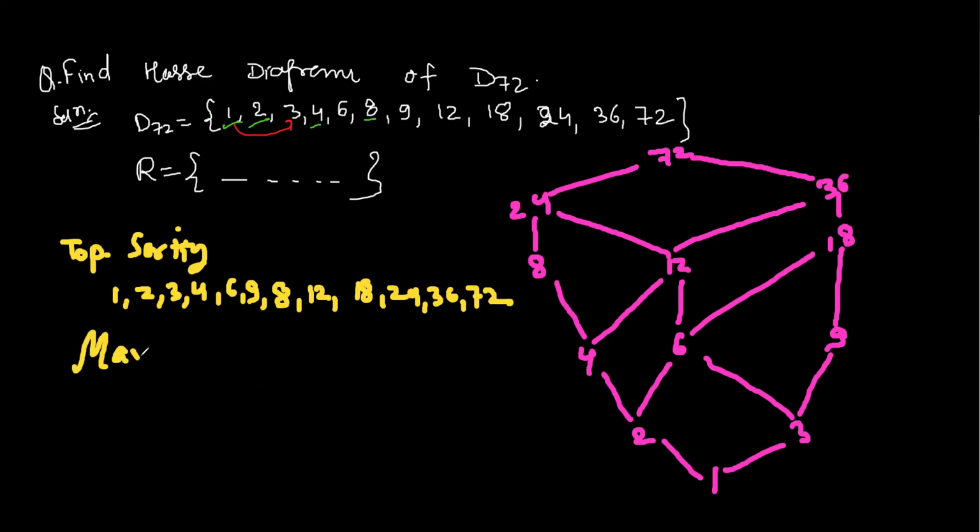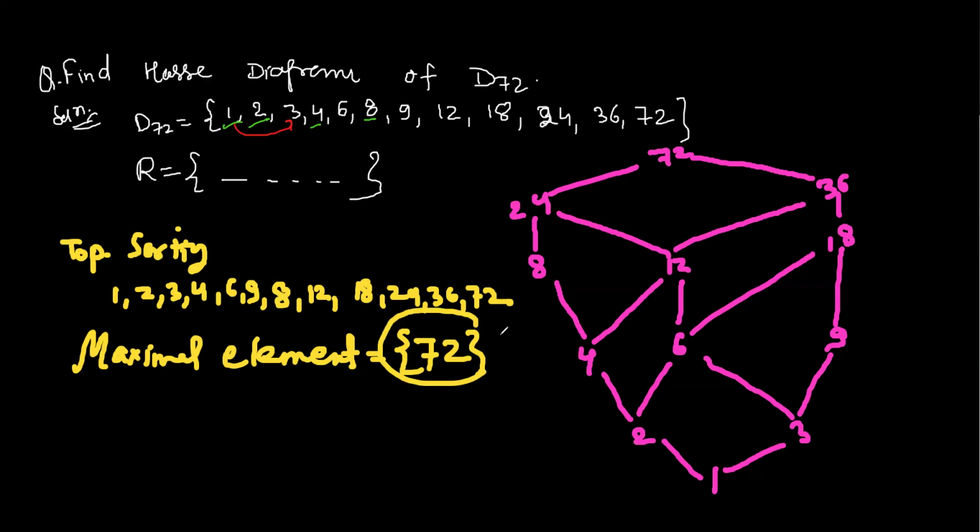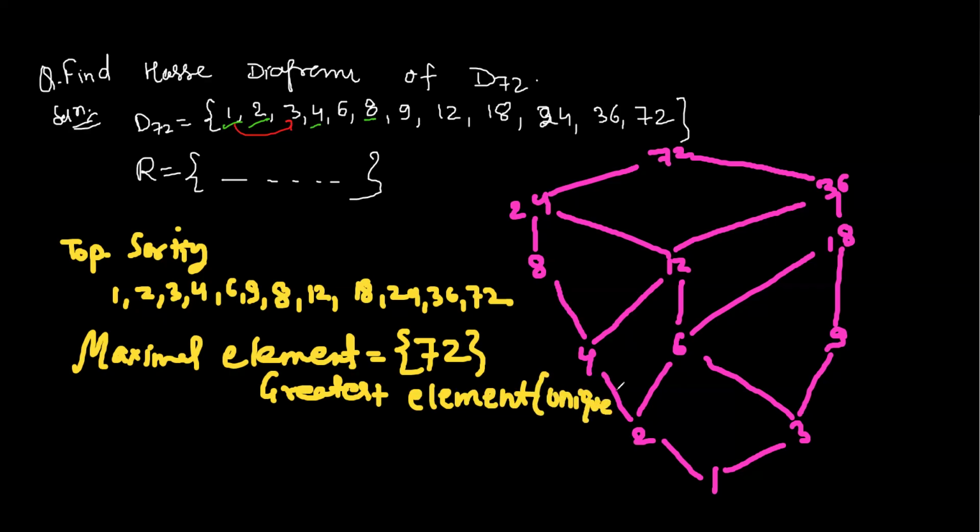What is the maximal element? So 72. Only 72. Yes. If the maximal element is only one element, then you can say greatest element. Okay. Greatest is what? Unique. Yeah.